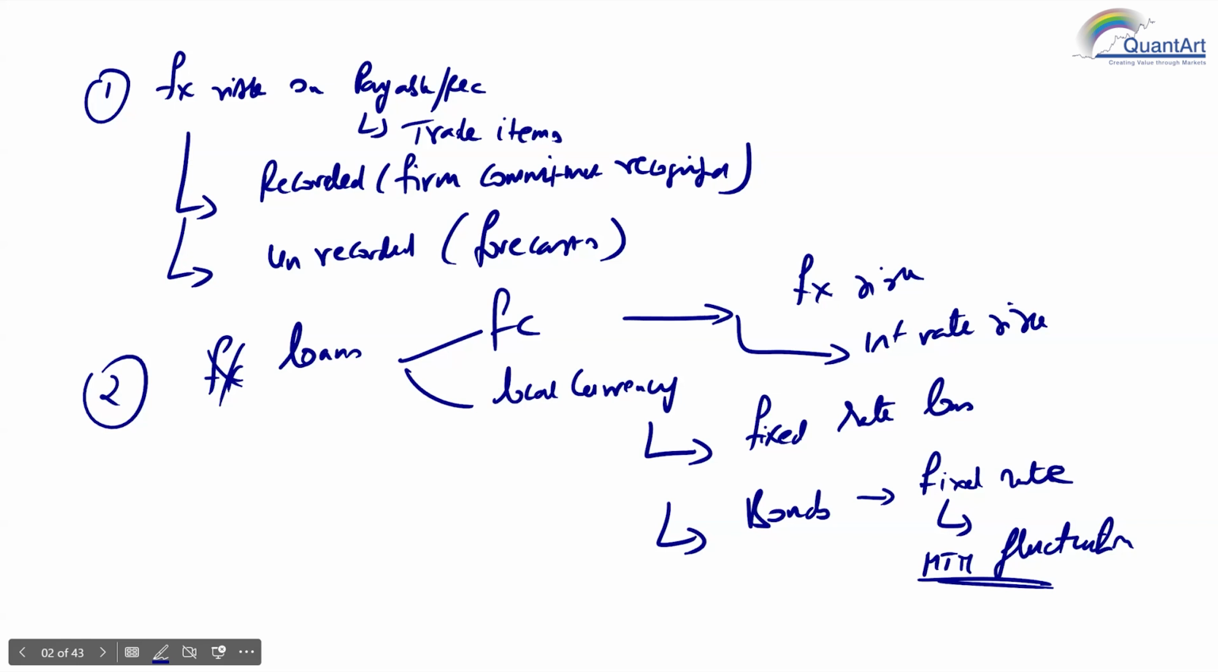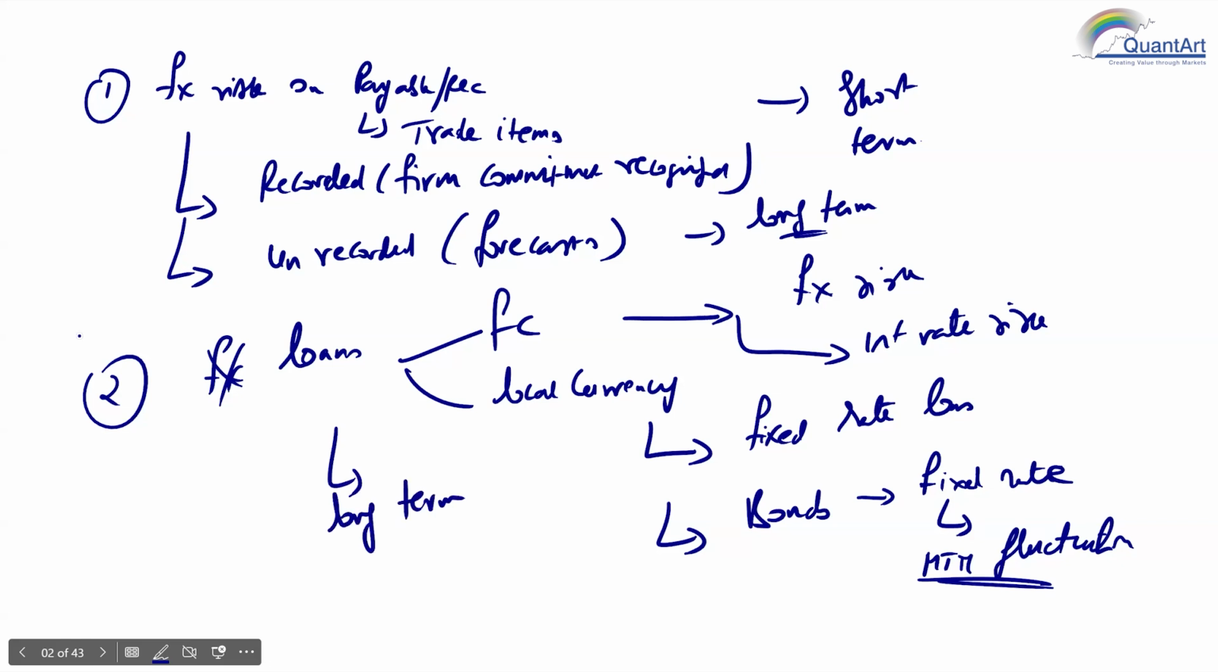Now, within all this, some of these tend to be short term, some tend to be long term, unrecognized generally long term, and loans generally tend to be long term. So multiple: short term, long term, then interest rate risk, FX risk, then unrecognized, recognized. There are multiple FX and interest rate risks that you carry as a business. So let us understand each of them, to give a broad perspective on how you look at the hedging of each of them.